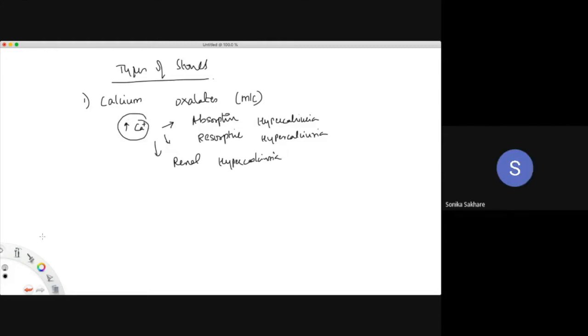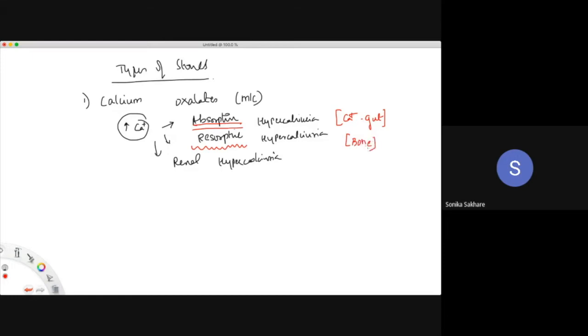Now, what do you mean by absorptive hypercalciuria? Meaning your gut, for some unknown reason, is absorbing more calcium. Calcium absorption is more. You've taken more vitamin D, you've taken more calcium in your diet. So there is increased calcium coming from the gut. Next is the reabsorptive. From where are you reabsorbing, putting into the blood and hence coming in the urine? It is from the bone.